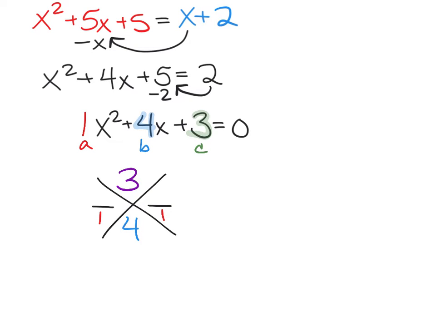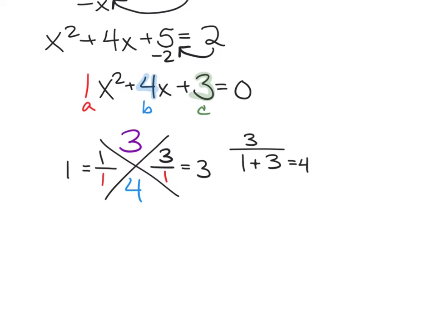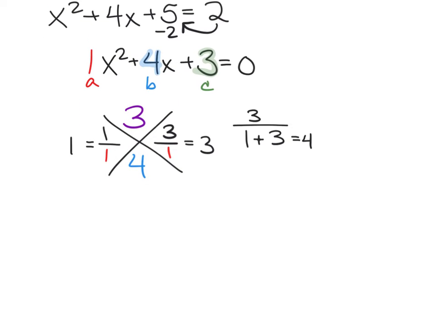Do I make a list for the top number or for the bottom number? The top. Well, the only things that multiply to 3 are 1 times 3. It's a prime number. And if I add those numbers, what is it equal to? 4. Amazing. These numbers are 1 and 3. If we simplify these down, this turns into the factored form (x plus 1)(x plus 3).